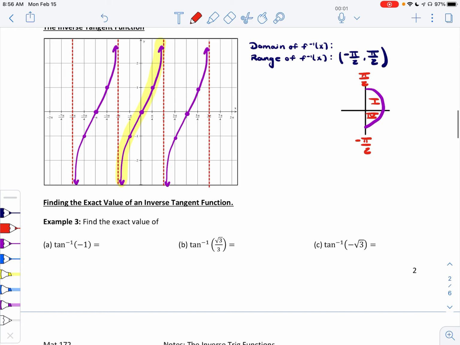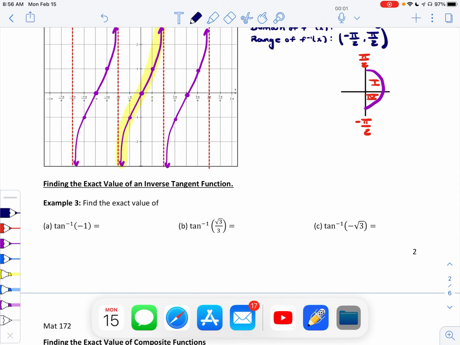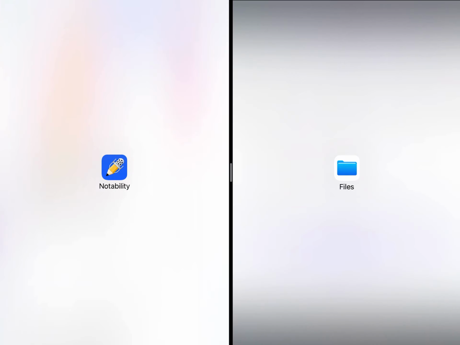And then the domain of the inverse function is just the range of the original function, which is all real numbers. So for inverse tangent, we can plug any number into it, and it's going to give us out an angle between negative pi over 2 and positive pi over 2. All right, so let's go ahead and take a look at a couple examples. Let me again pull up my unit circle.